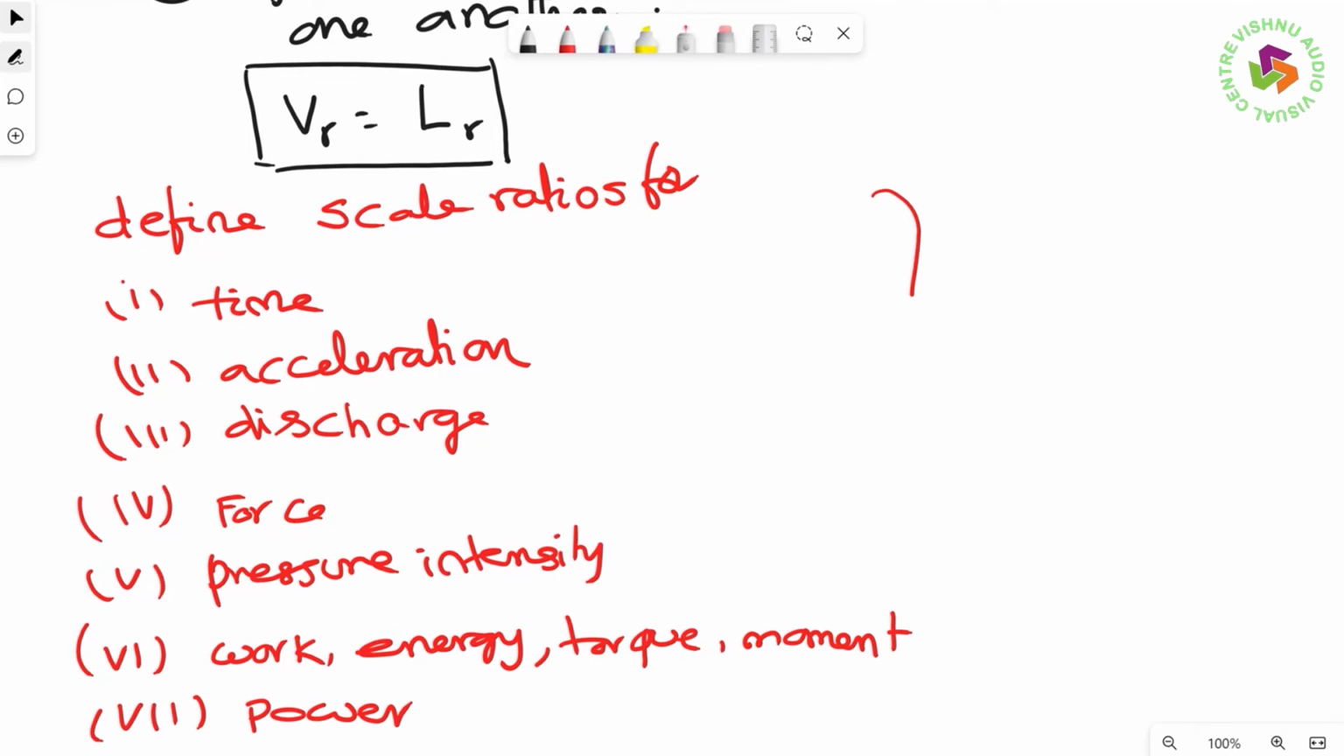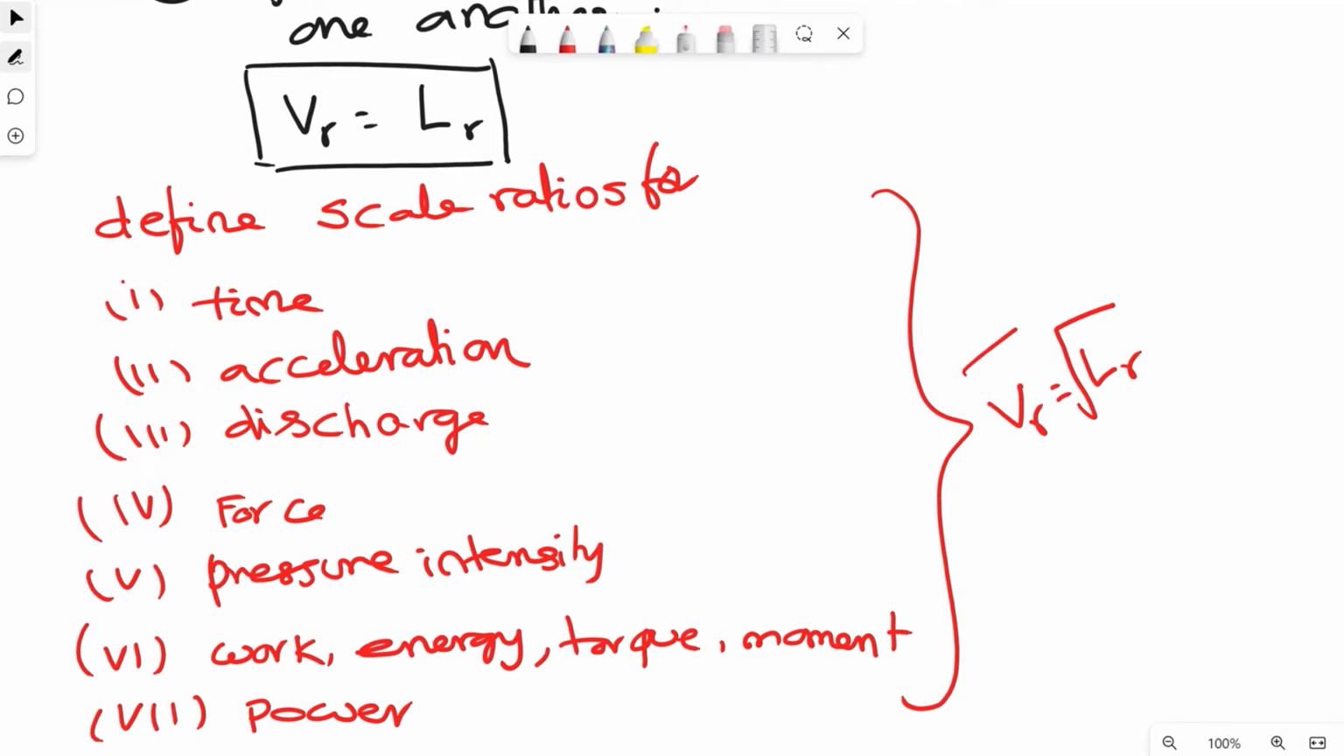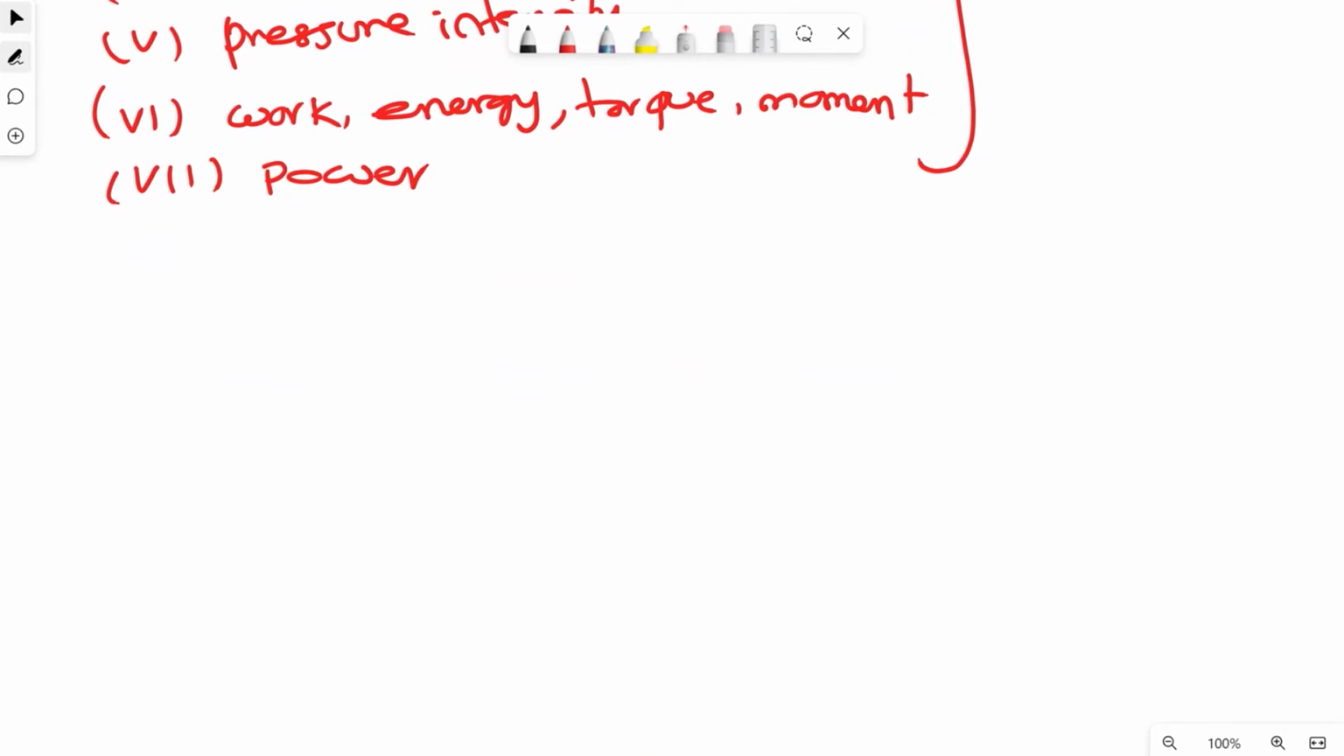All these scale ratios are determined based on the fact that VR is equal to root LR. This is the basis for all these things. So based on that, now I will show you how to do that one after the other. For example, the first one is the scale ratio for time.